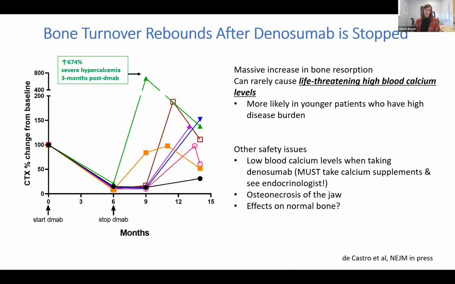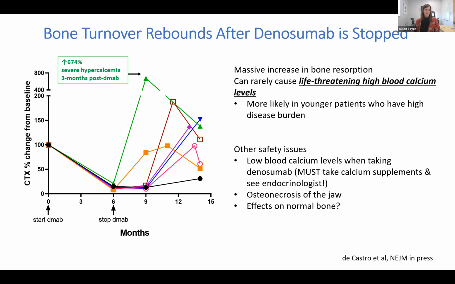Osteonecrosis of the jaw is a dental complication that can occur with any medications that impair bone turnover. And this seems to be something that is more often associated with denosumab than with other medications.